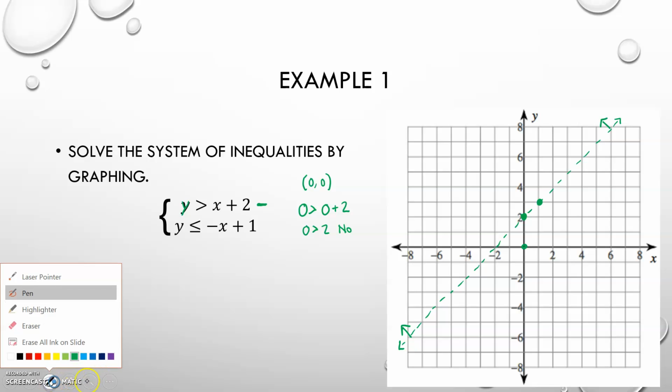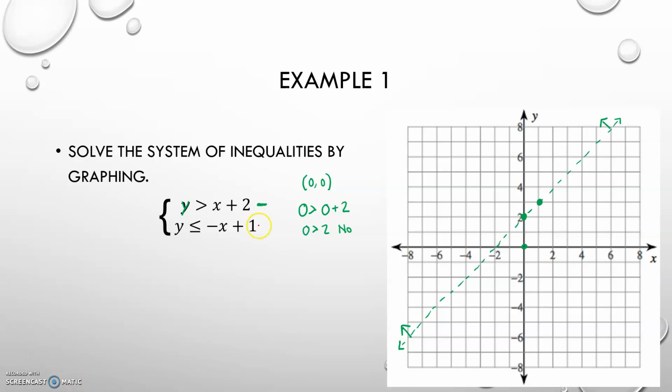Now for the other line, I will use a red for this one. It'll look kind of Christmassy. That wasn't my original intention. My y-intercept is 1, and my slope is -1. So I'm going to have a slope going like this. And then when I connect them, because there's an equal to sign underneath it, it is a solid line. I want it to extend in both directions fully to the edge of the graph.